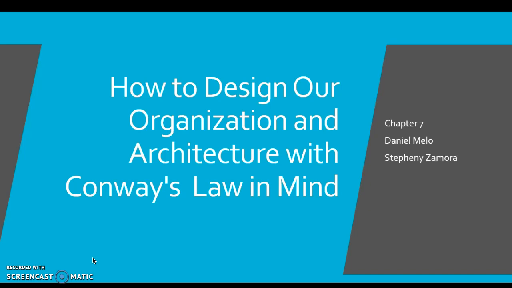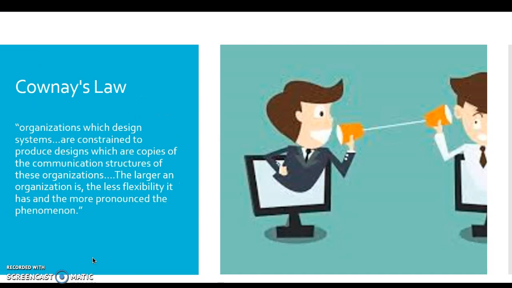This chapter is going to talk about how to design our organization and architecture with Conway's Law in mind. So briefly, what is Conway's Law about and what does it do? Organizations which design systems are constrained to produce designs which are copies of the communication structures of these organizations. The larger an organization is, the less flexibility it has, and the more pronounced the phenomenon.